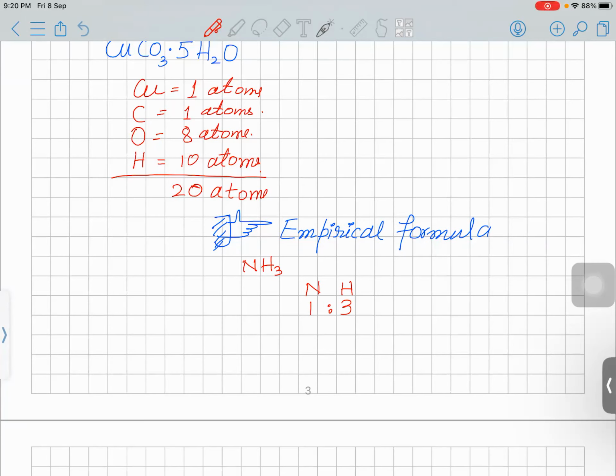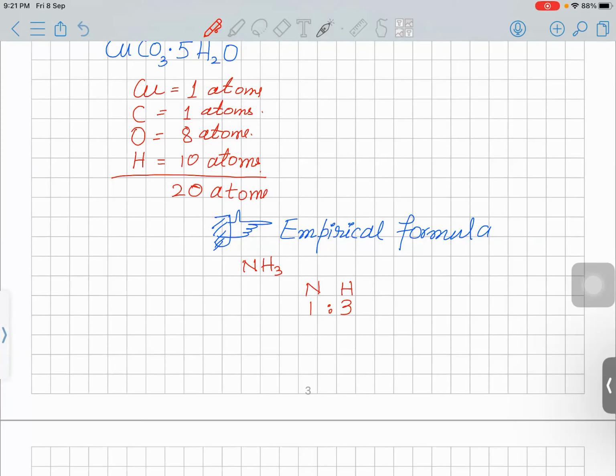Sir, can you say empirical formula again? Empirical formula is the ratio. You can say that empirical formula gives the ratio between the bonded atoms. For example, NH3 has a 1:3 ratio.